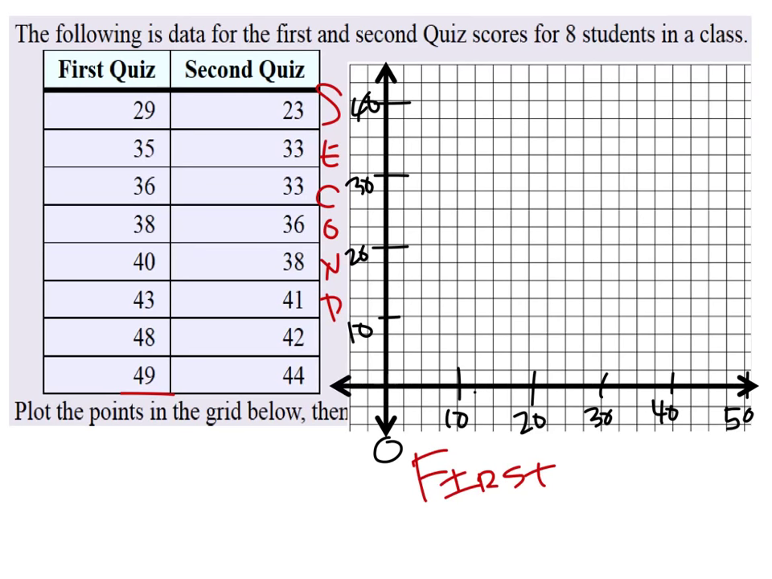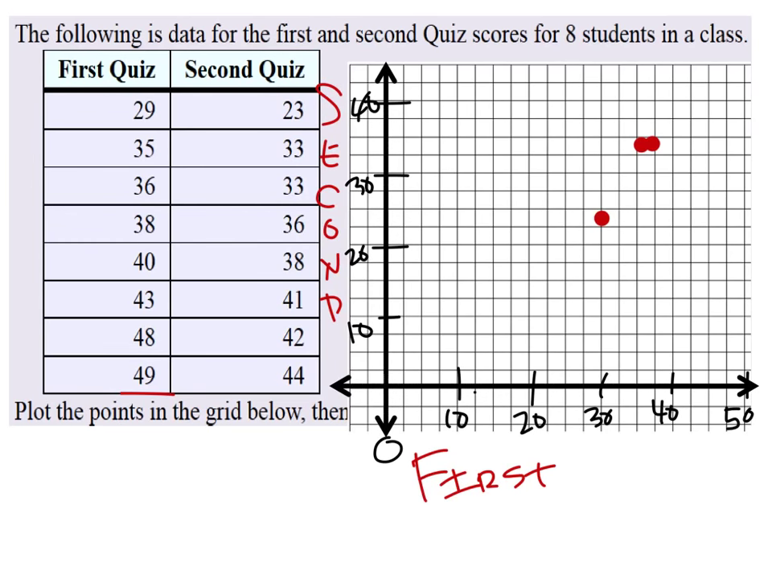All right, so the first quiz, 29, 23. I get it about right there. I should use a different color. 29, 23, somewhere around here. 35, 33, yeah, that's good. Somewhere around there. And then 36, 33, I'll just put right next to that one.